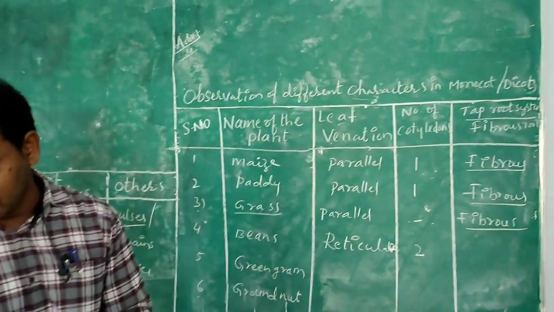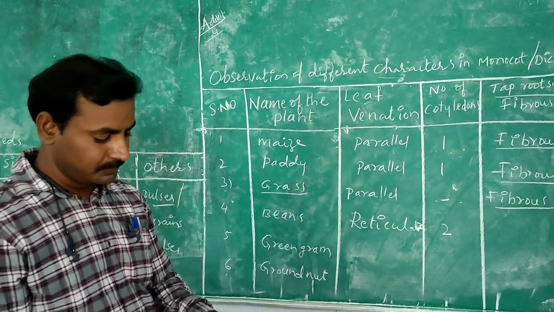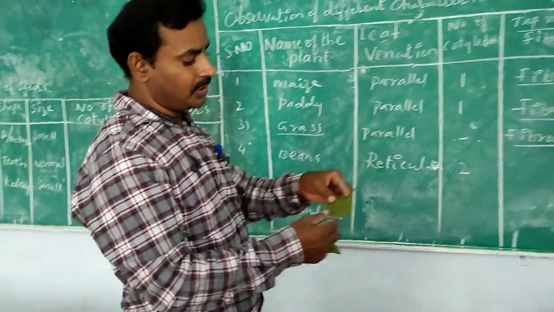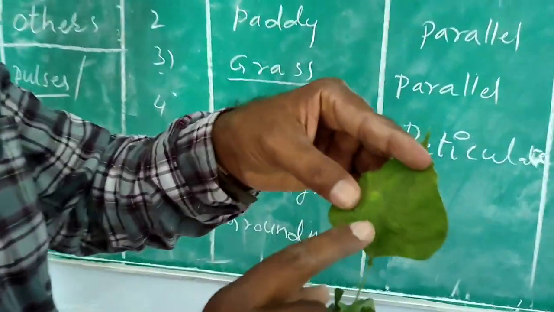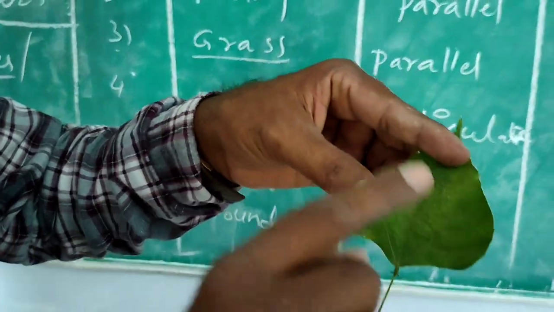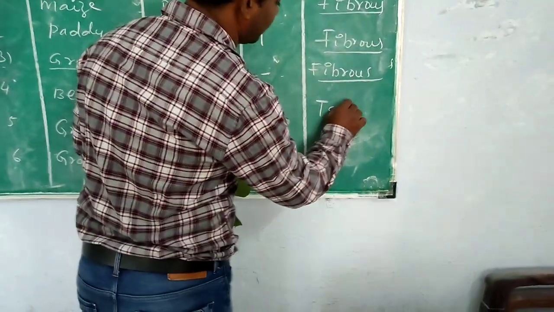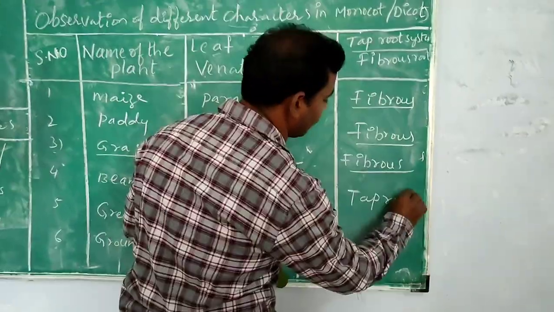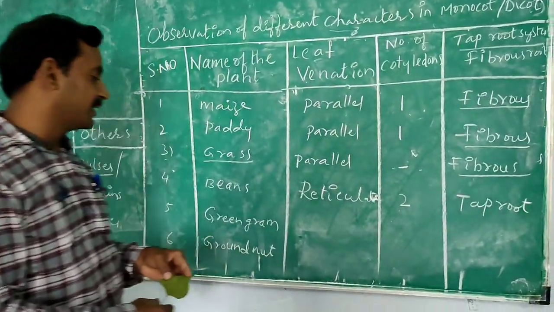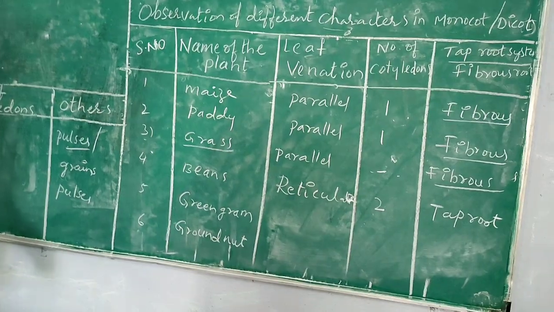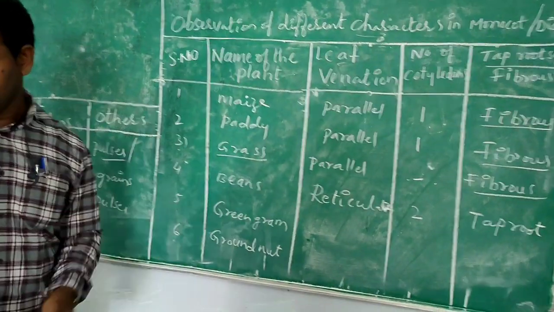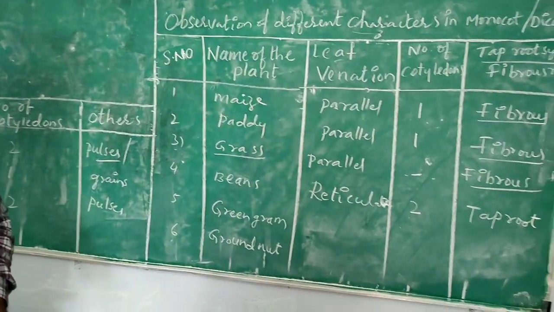Which type of root system? Tell me, which type of root system? If the plant leaf has reticulate venation, it should have a tap root system. So this is another example, beans. I don't have them, but I have green gram seeds, which we already saw in activity 3.